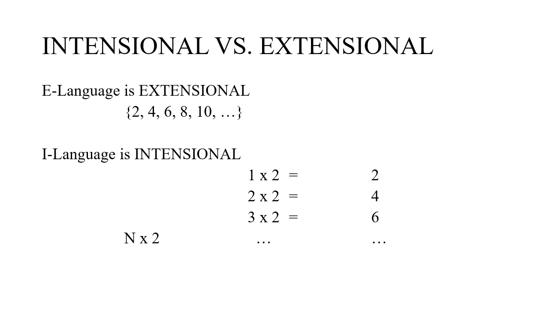The extension is going to be the collection of results, 2, 4, 6, 8, 10. However, the intension is going to be the system, the formula that is going to give us that extension. So we say that the I-language is intensional. In other words, the I-language is going to contain the formulas, but the extension is going to be what we hear in the E-language. So the I-language is intensional. It will have all these formulas, and the extension is what we hear when we hear the E-language.